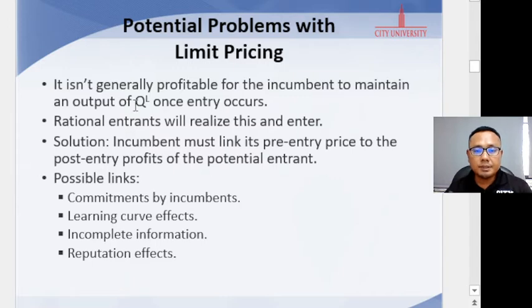So there is a potential problem with limit pricing. It isn't generally profitable for the incumbent to maintain an output of QL once entry occurs, and a rational entrant will realize this and enter. So the solution, of course, is that the incumbent must link its pre-entry price to the post-entry profit of the potential entrants. The incumbent must link it.